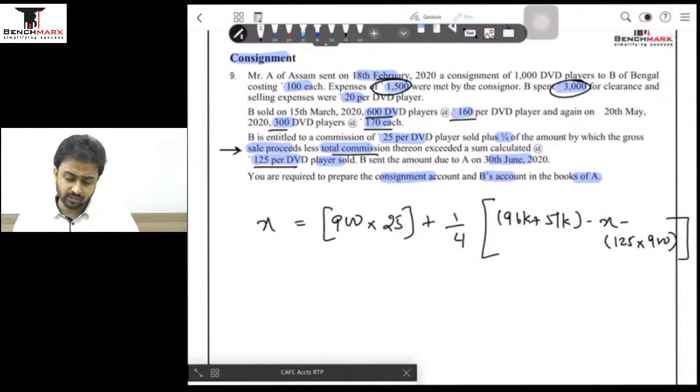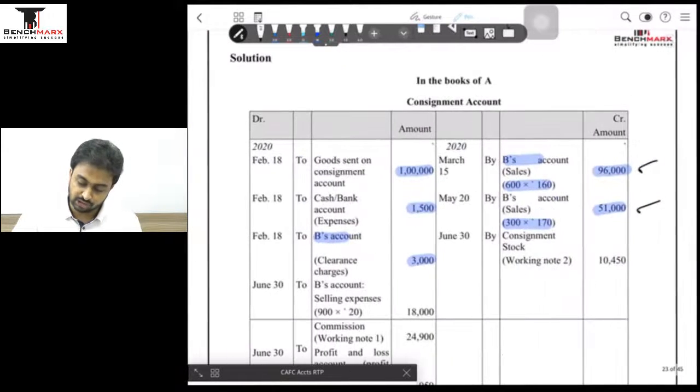1/4. Now let's see the question again. 1/4 of the amount by which the gross sales exceed, मतलब minus the total commission and a sum of 900 into the number of or 125 into number of DVD players sold, and this is going to be total commission. Simply take all the numbers on one side, X on one side, and you will get the figure of X. Let us now see what the IC has done.